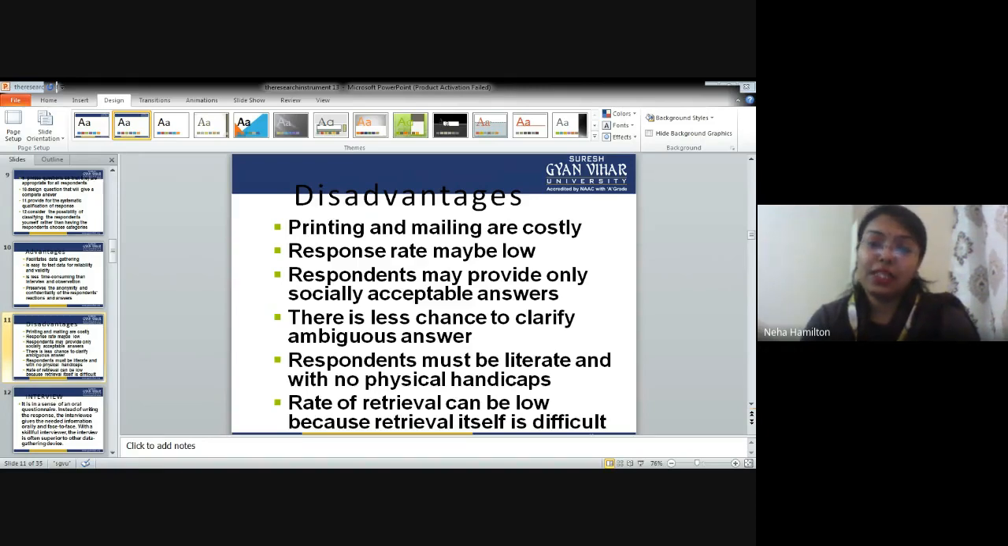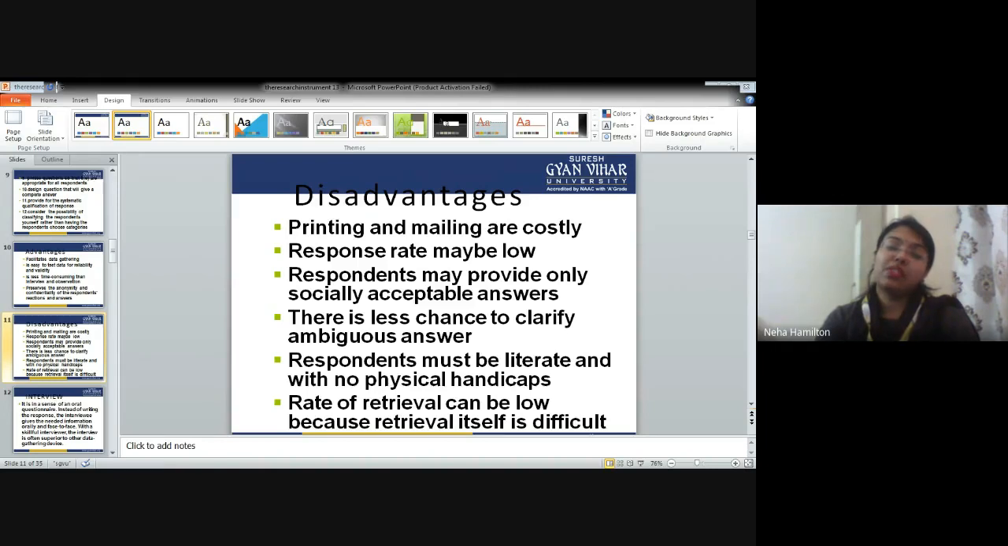Respondents may provide only socially acceptable answers. So there is no point in keeping responses that cannot be answered correctly. No point in writing down responses that are not socially acceptable, or that most people will opt for. There is less chance to clarify an ambiguous answer, right? This is a disadvantage of a questionnaire, because somebody is writing it down, they are not talking to you, they are not describing a particular answer. So if you have an ambiguous answer or you do not have clarity in the answer, how will you approach the respondent again? Because the respondent has limited time. You have sent the questionnaire, he has written in some ambiguous language that you are not able to understand. So sometimes this also becomes difficult.